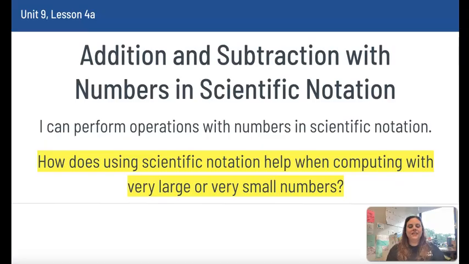Hey y'all, in our final lesson, we are going to be looking at using operations, addition, subtraction, multiplication and division with numbers in scientific notation. So we want to be able to perform these operations with numbers already in scientific notation. Our essential question for the whole lesson is, how does using scientific notation help when computing very large or very small numbers? In this first part of the lesson, we're going to look at addition and subtraction.